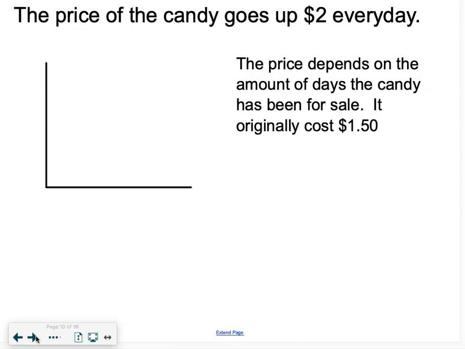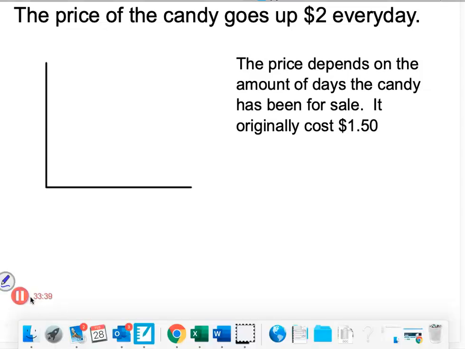Okay, so we have the price of candy goes up $2 every day. The price depends on the amount of days the candy has been for sale. The original cost is $1.50. I give you about a minute to discuss what you think this graph looks like and draw it. What kind of a graph is this going to be? Linear. How do you know it's linear? Because it's an arithmetic sequence.